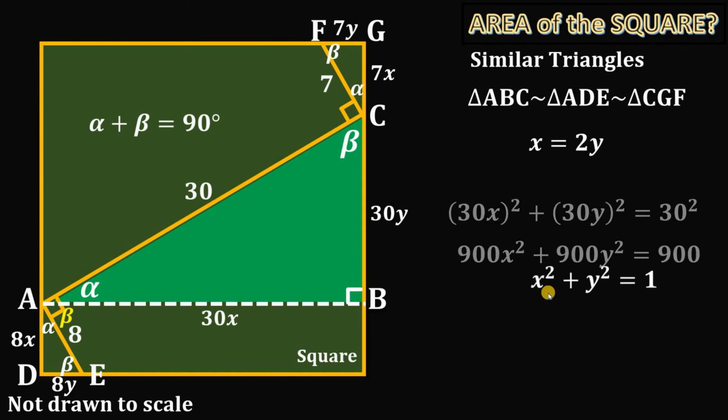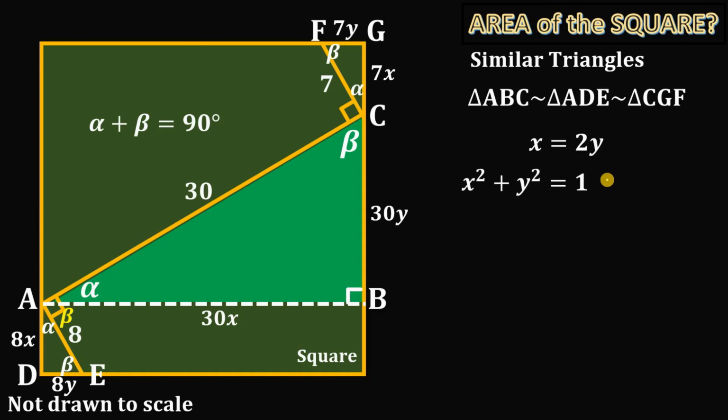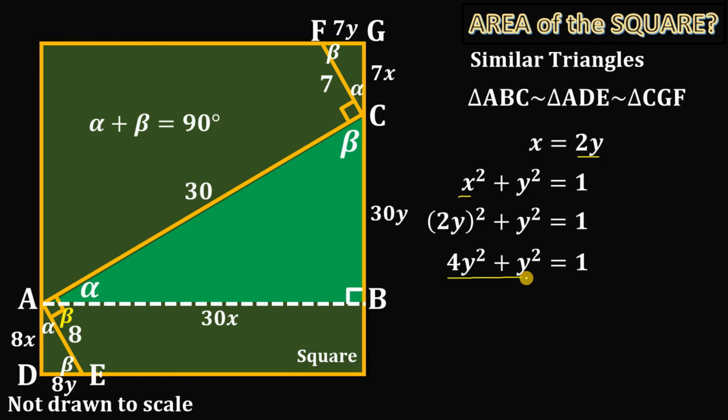Now, we have two equations and we have two variables. So we can now solve for the value of x and y. On the second equation, this x, we can replace with 2y. So this x squared can be written as 2y raised to the power of 2. Simplify, this will give us 4y squared. Now add these two terms together. This will give us 5y squared equals 1. Divide both sides by 5. We get that y squared equals 1 over 5.